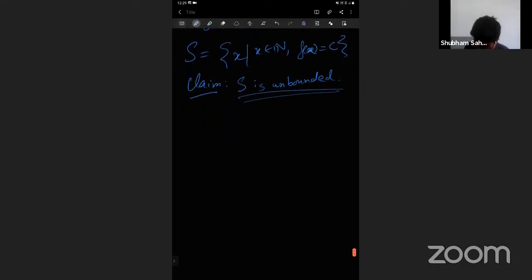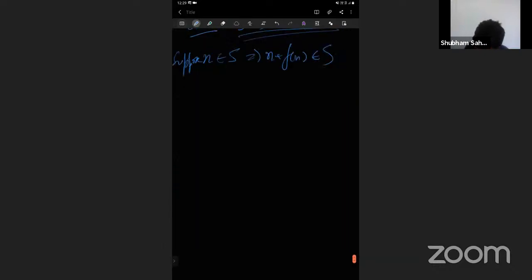Now, how to show that S is unbounded: suppose n is in S. This implies n + f(n) is in S, because f(n + f(n)) is equal to f(n). Now n + f(n) is strictly greater than n. So you can keep on repeating this process to show that S is unbounded. So what this functional equation, without the restriction of f(n naught) equal to 1, implies is that if f takes a value, it takes that value infinitely many times. I hope this was clear.